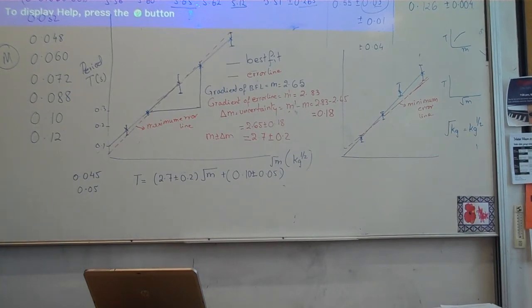So the c-intercept will also have uncertainty because of the error line. Okay? Make sense? That's why we have to work out the gradient and everything.